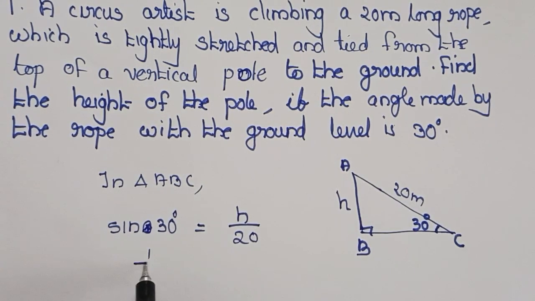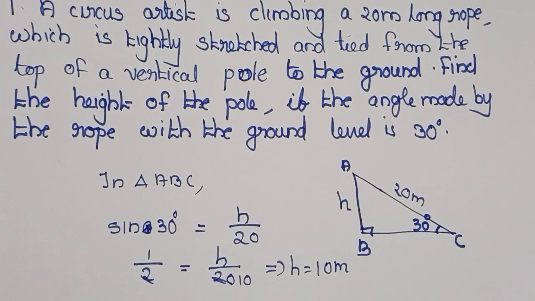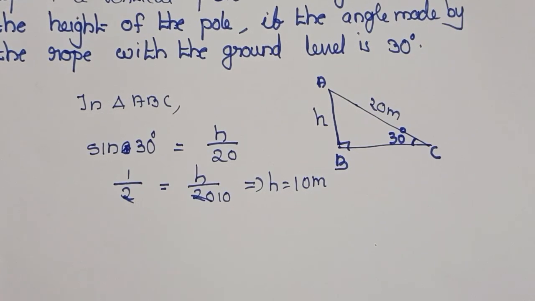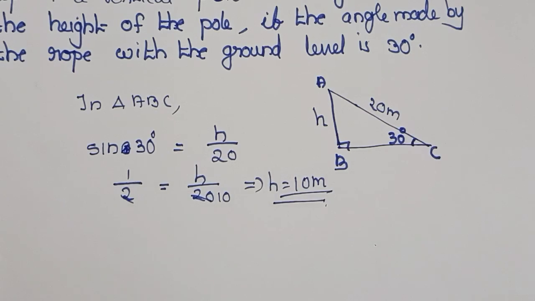But we know that sine 30 equal to 1 by 2. 1 by 2 equal to h by 20. Now cancelling 2 and 20, here it is 10 times. Cross multiplying we get h equal to 10 meters. Therefore, height of the pole is 10 meter.